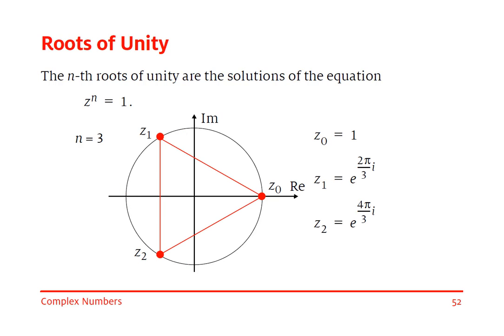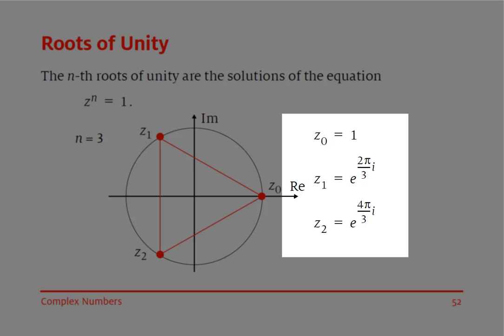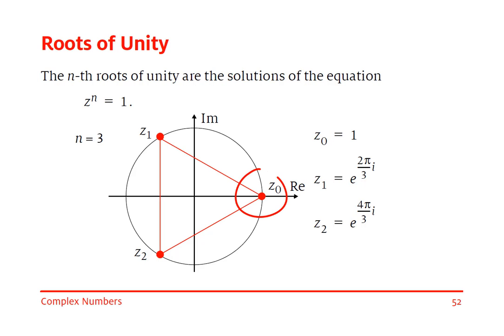For n equals 3, we have the equation z to the power of 3 equals 1, which has three solutions, z0, z1, z2. The three solutions lie on a circle with radius 1, with center in the origin, and they form a regular triangle.